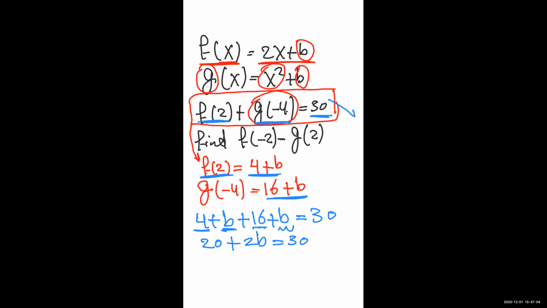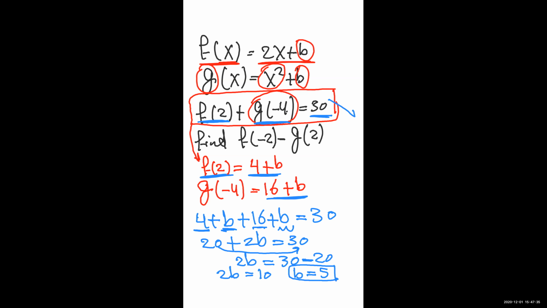Now I can get the value of b. So now 2b, I'm going to shift this 20 to the other side with a negative sign. So 2b will equal 30 minus 20 because I'm changing the sign. So 2b will equal 10. So simply I'm dividing by 2. So b will equal 5. Okay, great. So now b equals 5.